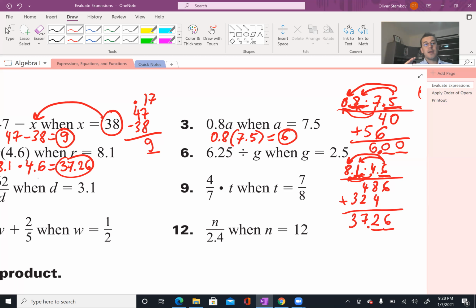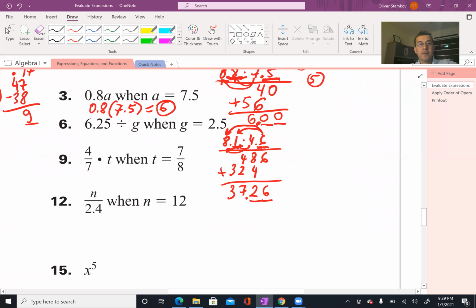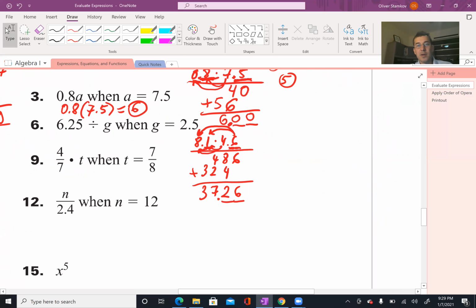But at least you have to understand the inner workings of how you do addition, how you do multiplication, so that you can do it on your own. But in real life, you can use a calculator.